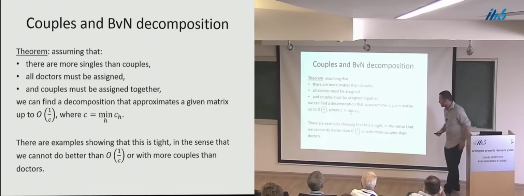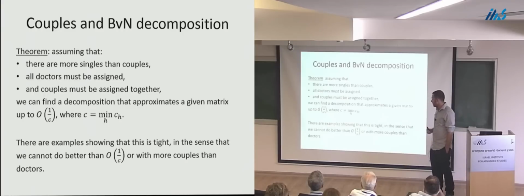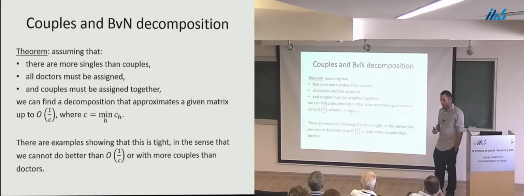Okay? I think I'm not going to prove it now. But there are examples showing that this is tight. Okay? You cannot do any better than that. And if there are more couples than singles, you can't do anything basically. Okay?